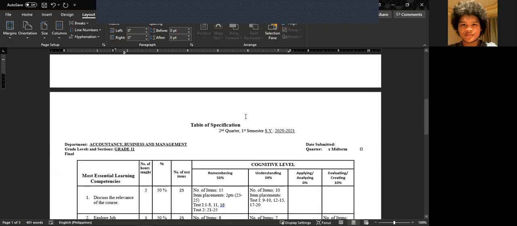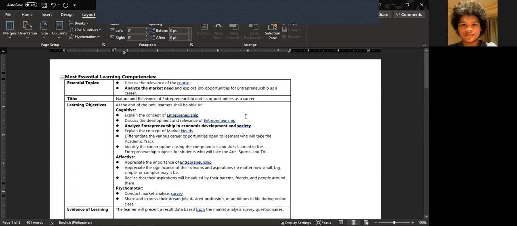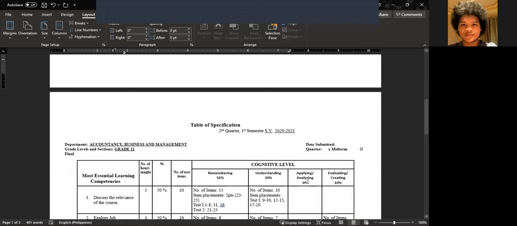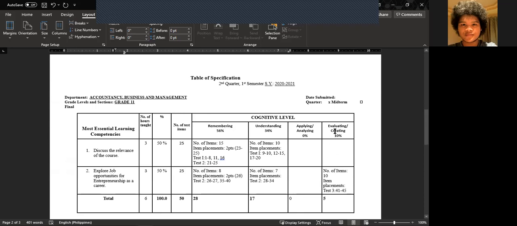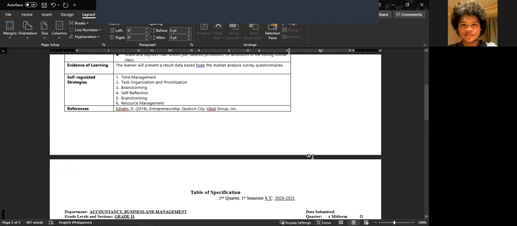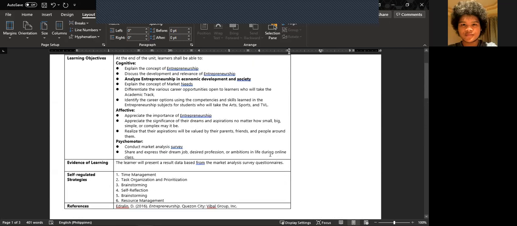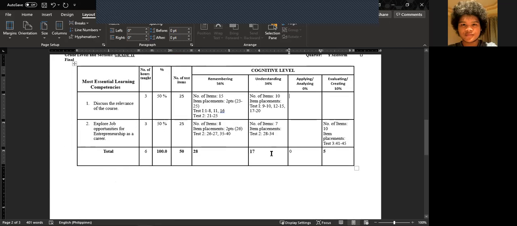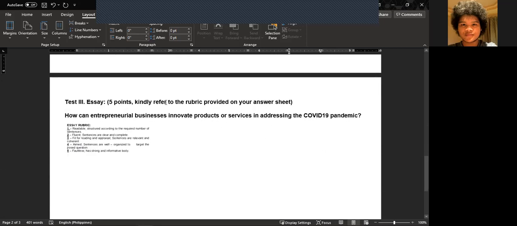Now, in order to transform the level of analyzing, because you might be wondering, sir, you wanted evaluating, but it doesn't address here in applying and analyzing. We could then transform the question into an evaluation. Now here, given on your test exam, in essay, you can ask a question: How can entrepreneurial business innovate products or service in addressing the COVID-19 pandemic?